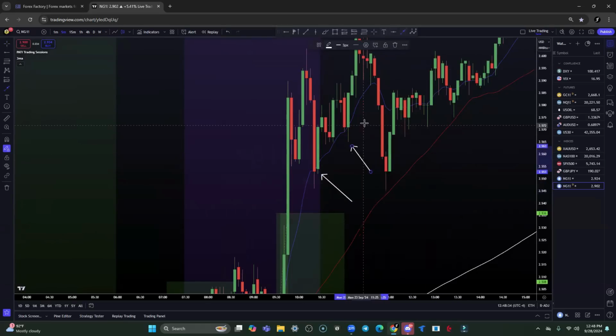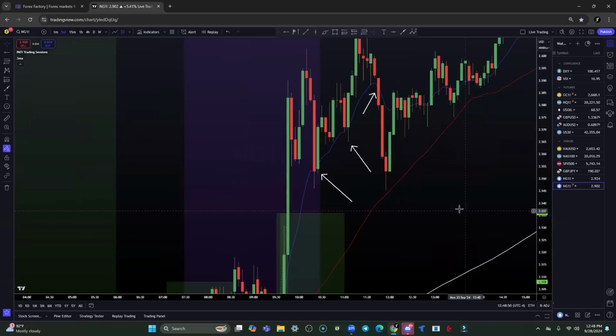Because I've seen it where if you're not in that first one and you enter on the second one that closes below, you might get stopped out. But if you had entered on the very first one, it would have held and you would have been fine.